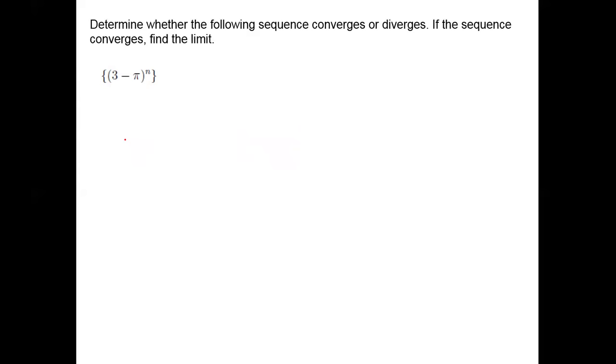3 minus pi to the power of n. Let's check a limit at infinity. 3 minus pi to the power of n. That means the same thing. I will know that for the exponential function, if the base is greater than 1, then its values approach infinity. If the number is less than 1, then it goes to 0.